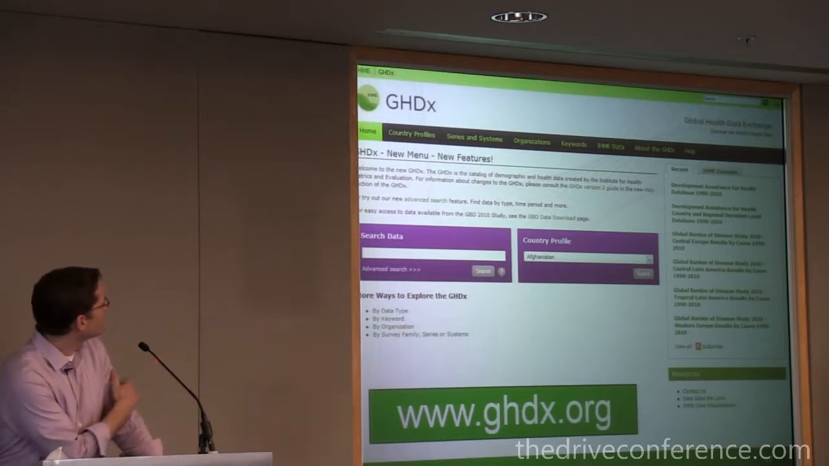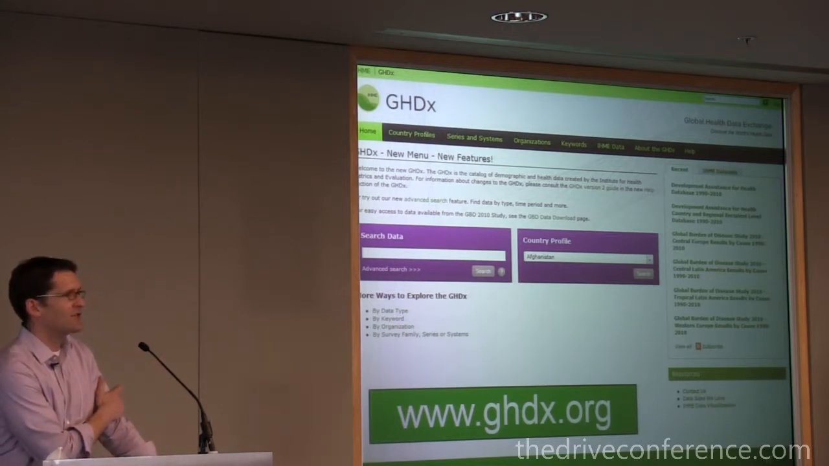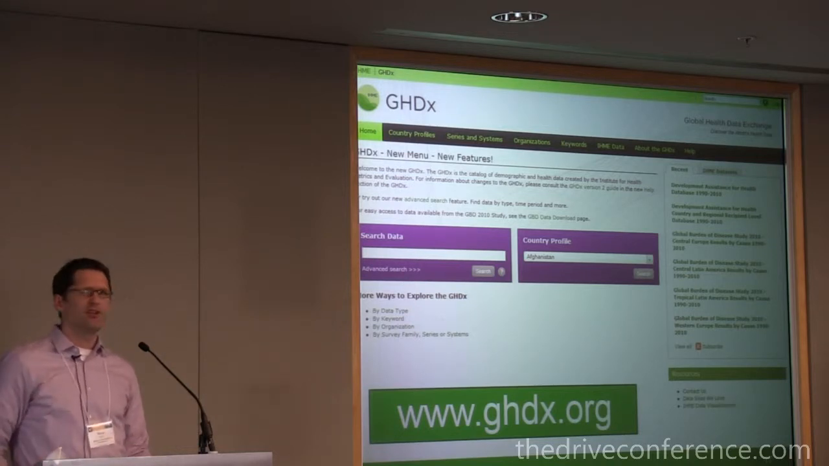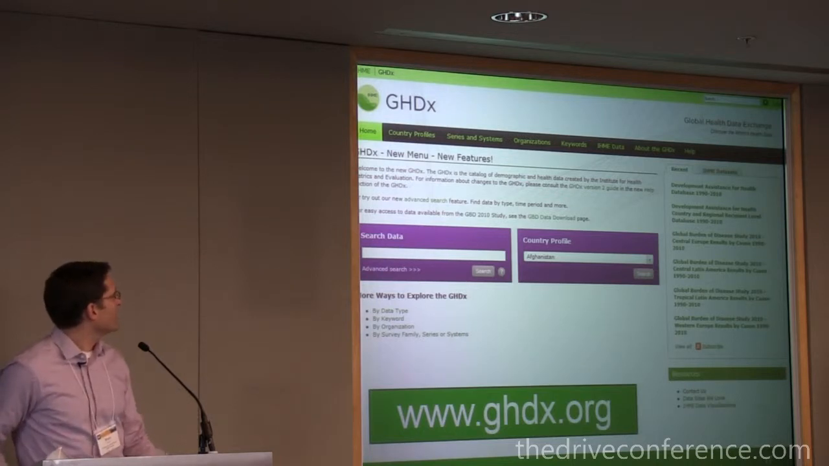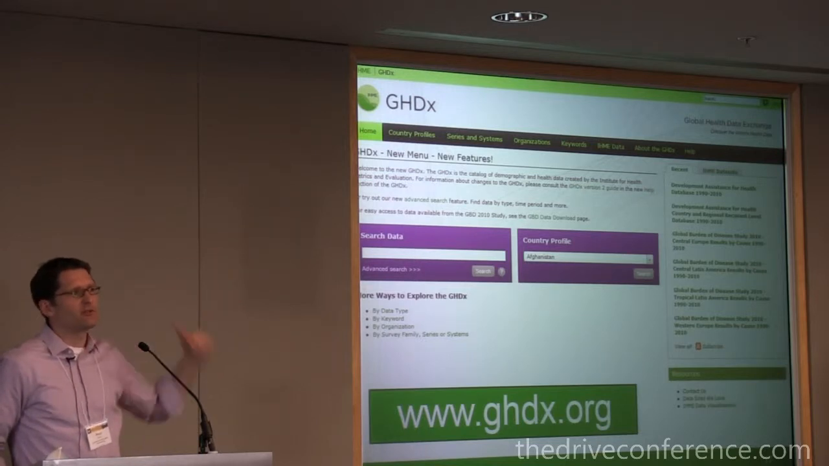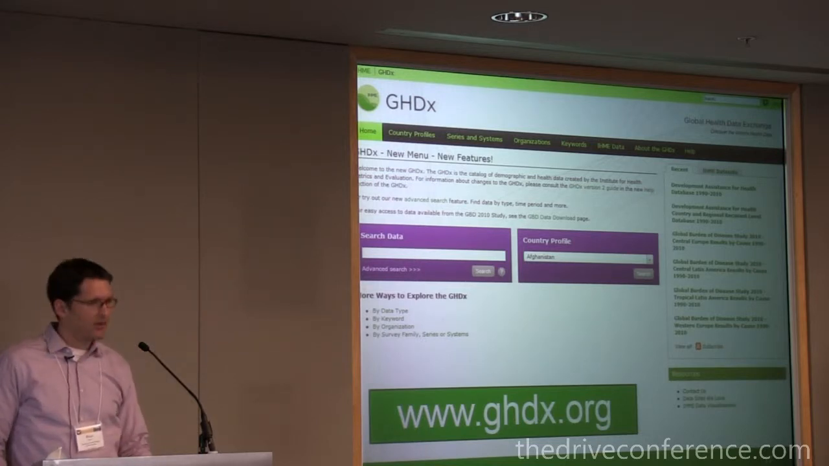So what you see is a screenshot of the GHDX as we launched last week, with much more navigation, better search, and some features that really help folks that are interested in health and health-related data find those data. So the big search box is where you should start and just type in what you need, and then you get search results with sophisticated filtering systems, and you can drill down into what it is that you want.